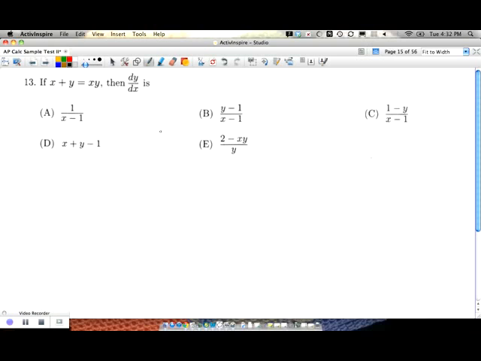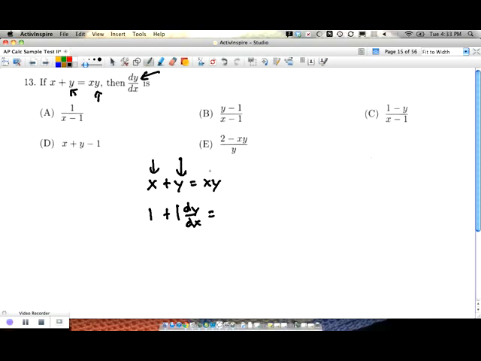As I'm looking at this, I notice that I have x's and y's mixed all around, and I need to find a derivative. That tells me I need to use implicit differentiation. So I have x plus y equals xy. I need to find the derivative, so I'm just going to take the derivative of everything with respect to x. Derivative of x with respect to x is just 1. The derivative of y with respect to x is dy dx. It has a chain rule action going on with it.